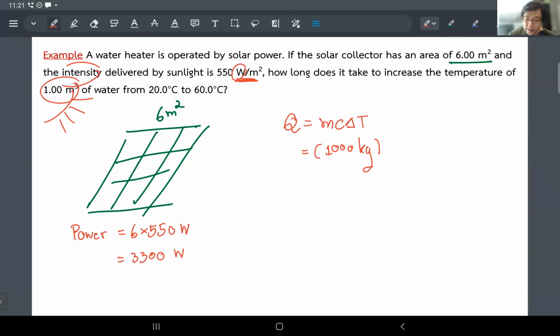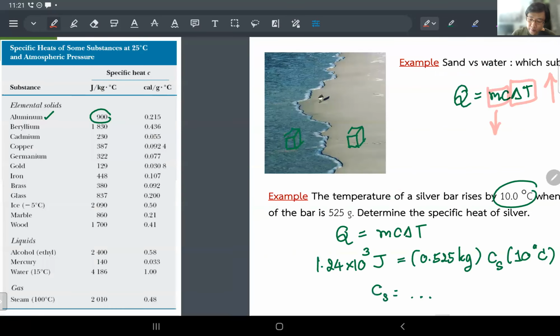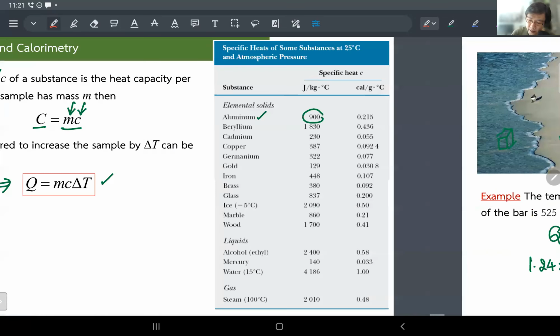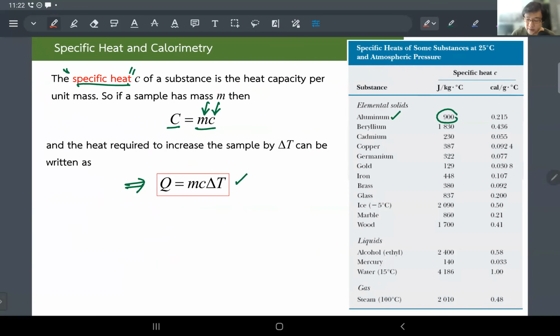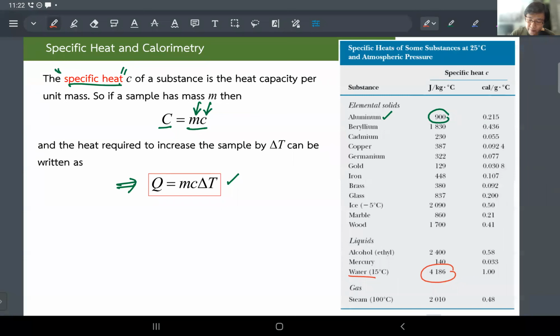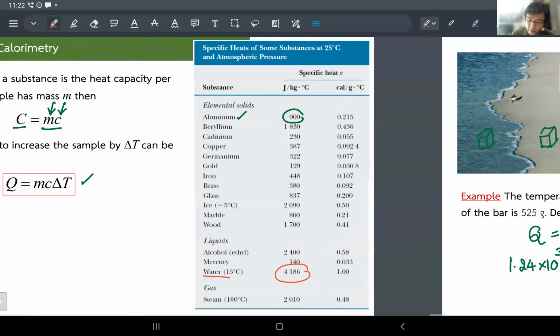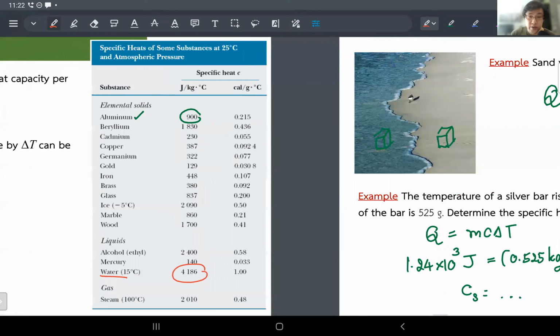1,000 kilograms. The C, now you can look it up from this table right here. You can pull the number for water from here. Let's say it's about 4,200 approximately. Roughly, that's good enough, or you can be more precise, that's up to you. So you can do joules per kilogram Celsius, on and on. Okay, so that's your C.